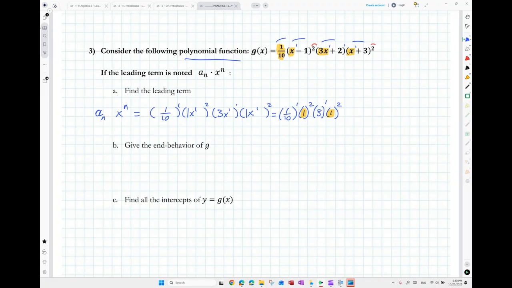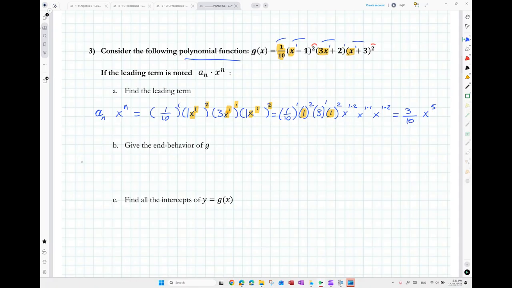Then I'm going to take each of those x's. I'll have x exponent 1 times 2 times x exponent 1 times 1 times x exponent 1 times 2. So I'll end up having 3 over 10 times x to the 5th.